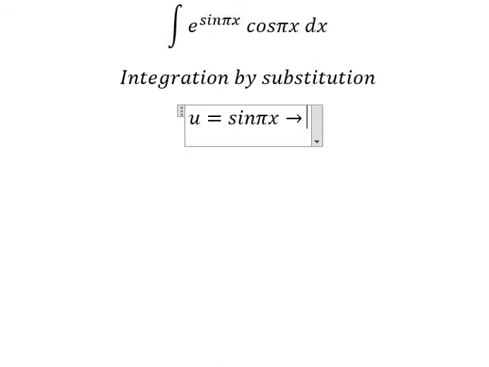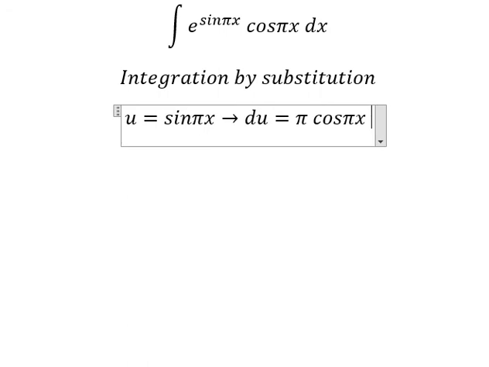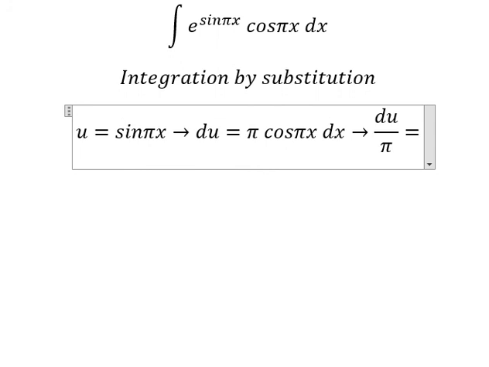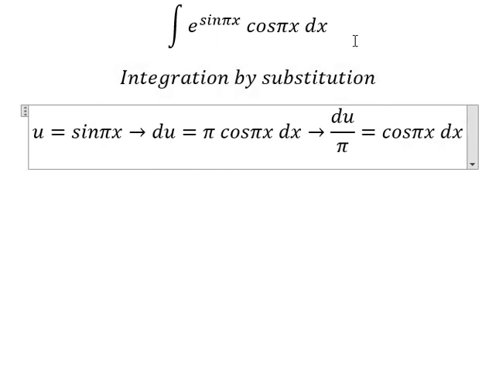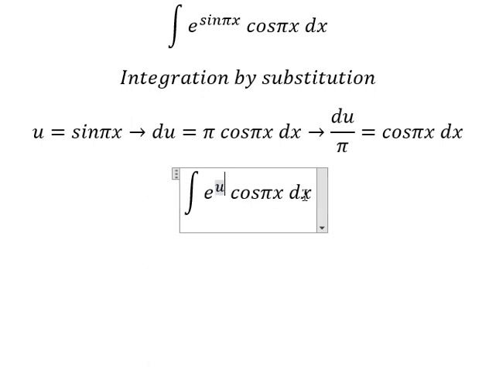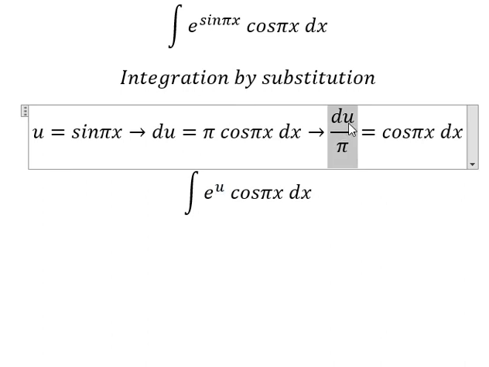Next, we first need to take the derivative of both sides for sine bx, and we have b cosine bx dx. Because we don't have b, we need to divide both sides by b. This one we change by u. Cosine bx dx we change by du over b.